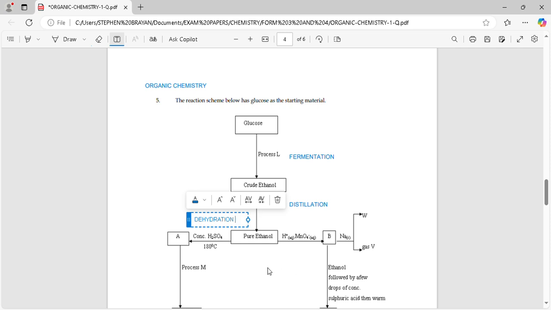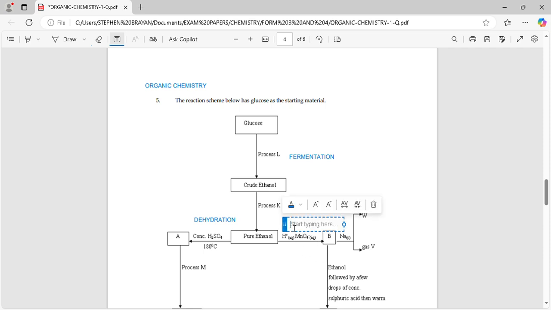Dehydration. And then if you have ethanol, and then you have acidified potassium manganate(VII), most likely what you are performing here is called oxidation.